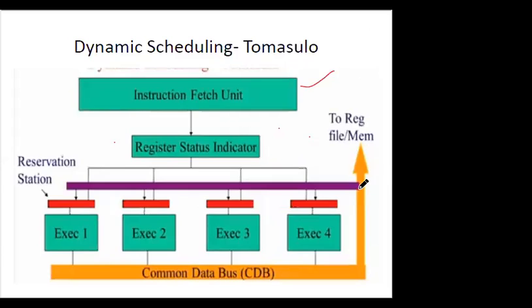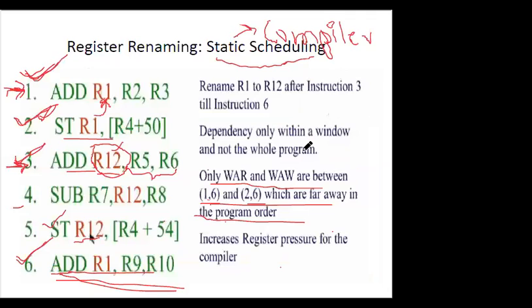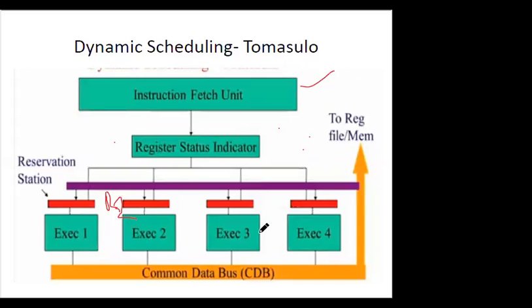But the copy of that value will also be placed on this bus. So the next instruction R2, which was waiting for this in the execution unit, will be carried forward and forwarded to the next part on the common data bus. As we can see, these are the multiple execution units.